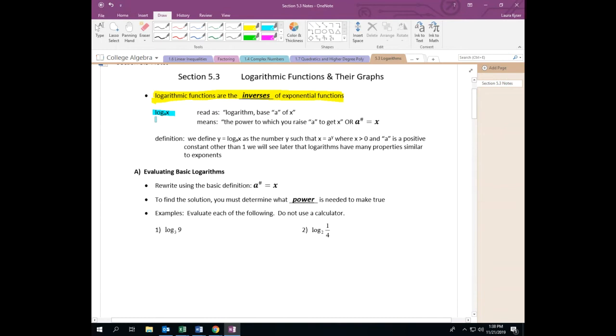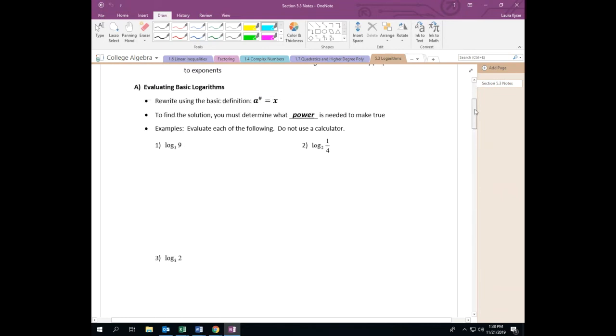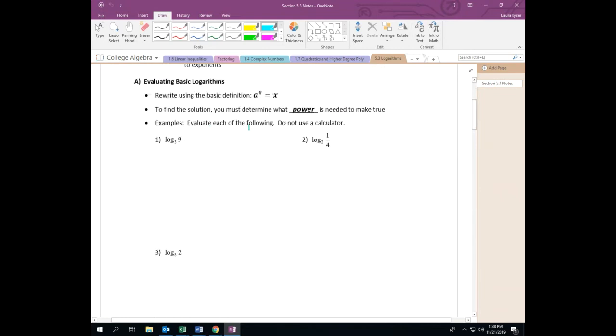Sometimes it's better to have them as logs, and sometimes it's better to have them as exponentials. But we're going to do conversions in both ways so that you can see them. If you are trying to evaluate a basic log equation, you're basically asking yourself, what power am I raising this little base to that will give me this other number? You're trying to find the power that works.